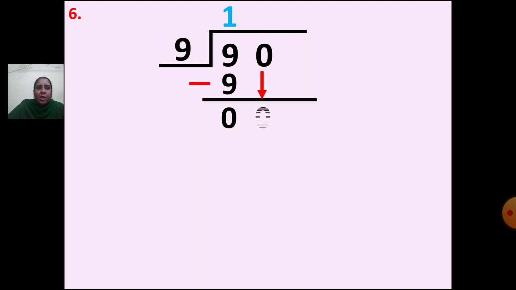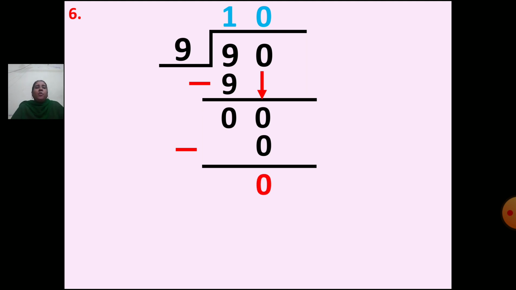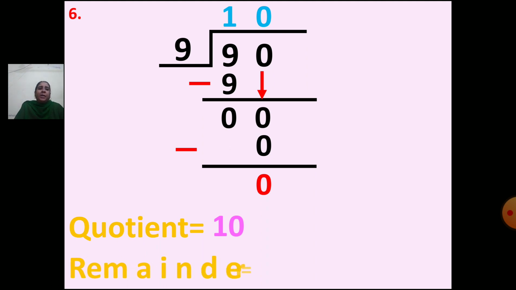Bring that 0 down. Now in the table of 9 when you get 0, 9 zeros are 0. So what will you do? Up you will write 0 and down you will write 0. Put the sign of minus. Draw one line. Now 0 minus 0, 0. So here your sum gets over. Now what is the quotient here? You have to write quotient and remainder. Quotient is 10. Very good. And what is the remainder? 0. Okay. So this way your sum gets over. This is how you have to do it.